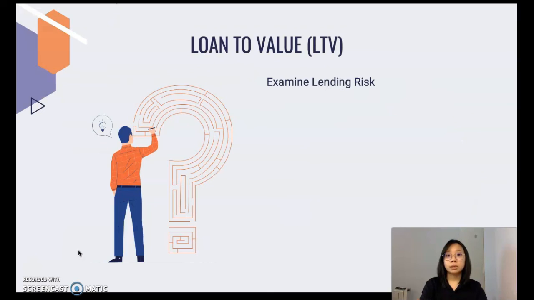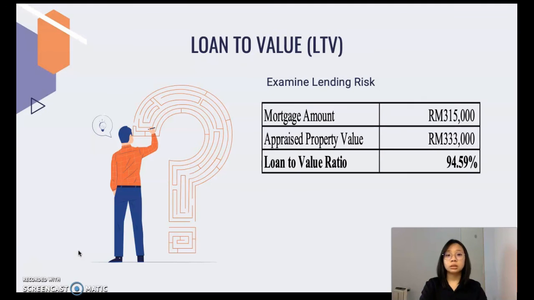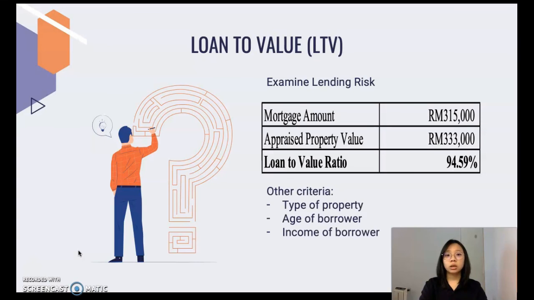Apart from the debt service ratio, the loan to value ratio will also be used by the bank to examine the lending risk. By using the last transaction property price as our appraisal price, we expect our loan to value ratio at 94.59%. Other criteria such as type of property, age of borrower, and income of borrower will also be considered by the bank to examine the lending risk. By calculating the DSR and the LTV, we are quite confident to secure a loan from the bank.